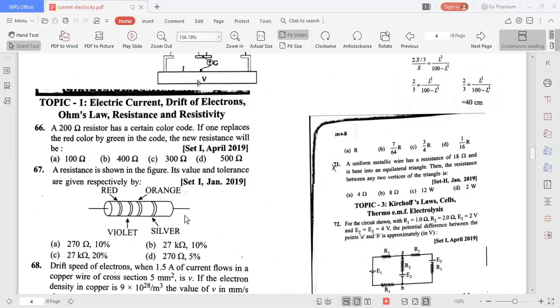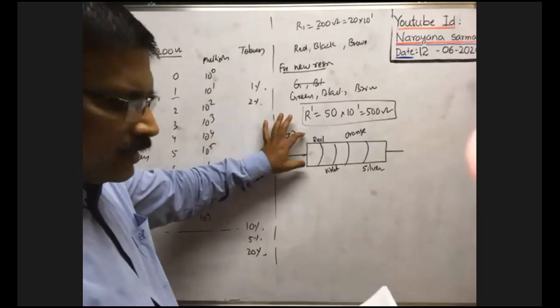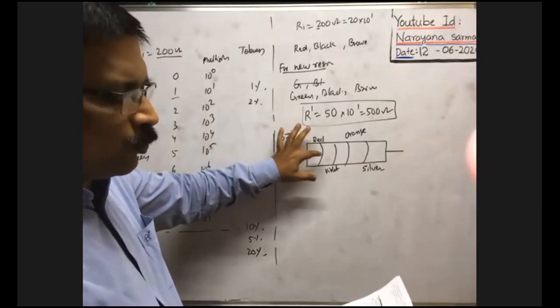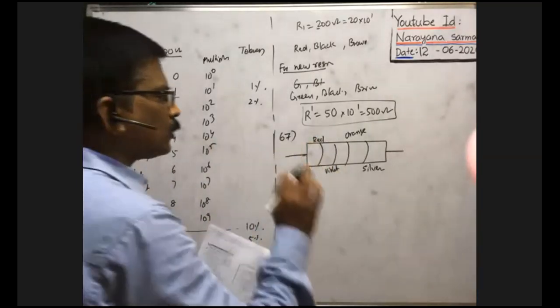Red, violet, orange, silver. Here, okay, this is given. Then what is the resistance? With percentage is also given. Percentage means that is the tolerance, and the tolerance is also given. Okay, now all of you look at the board. You see here a carbon resistor is given. First colored band is red, next violet, orange, silver. In this way it is given. What is the resistance with tolerance, he asked.